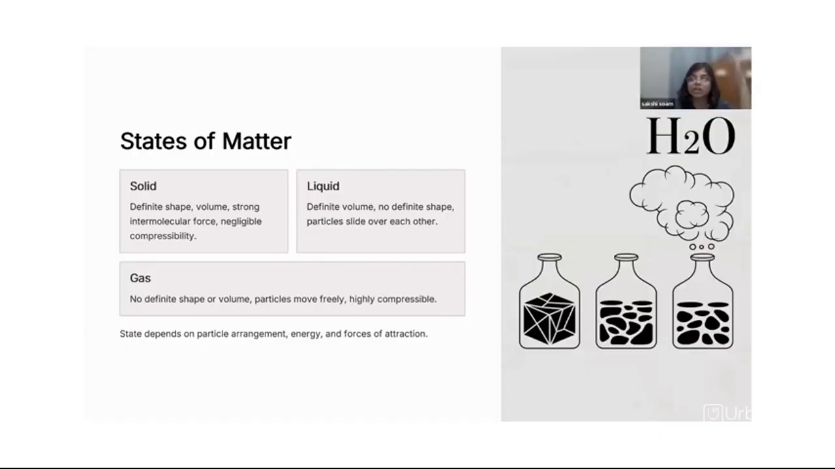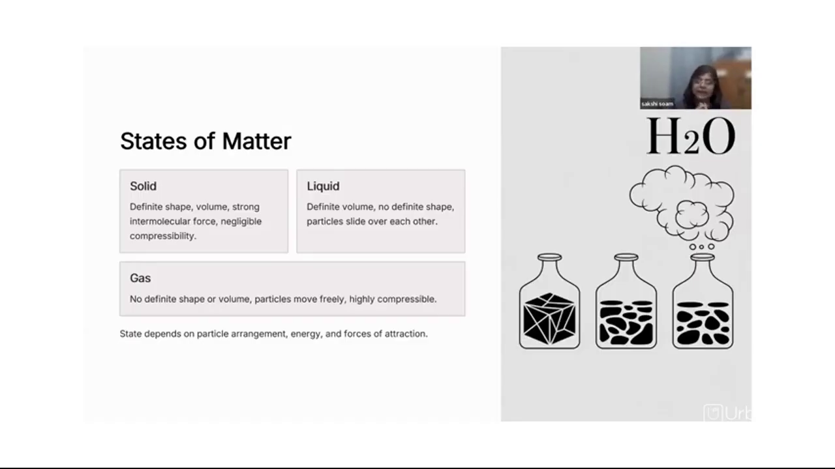Next is liquid. Liquids have a definite volume. They do not have any definite shape. They take the shape of the container, because particles can slide over one another. If you put it into a glass, it will take the shape of the glass. If you put it into a bottle, it will take the shape of the bottle.